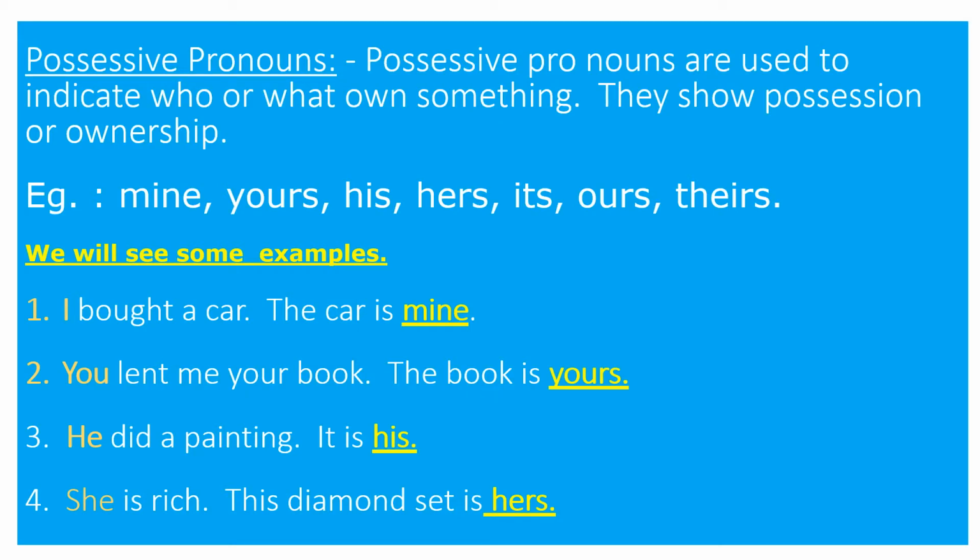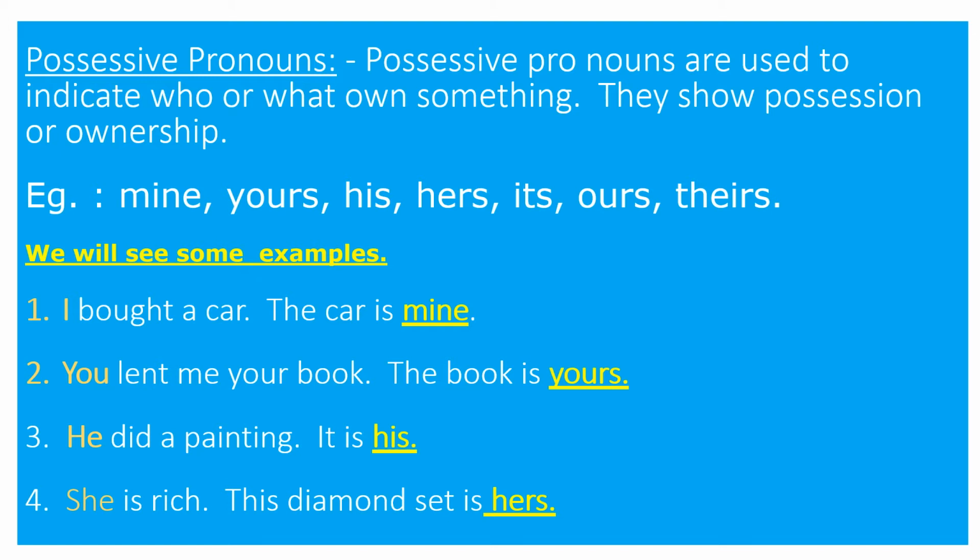First, we are going to see about possessive pronouns. Children, what do you mean by possession? Possession means the state of having something or thing owned. So, same thing is applied here, isn't it? Possessive pronouns are used to indicate who or what owns something. They show possession or ownership. Example, mine, yours, his, hers, its, ours, and theirs. We'll see some examples, okay?